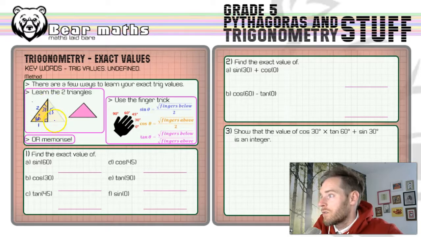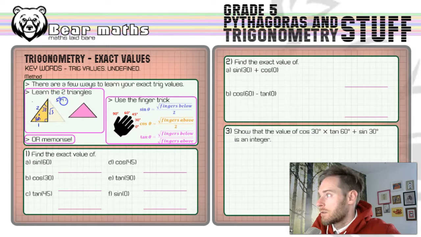And you can use this to get your trig values. I won't show you all of them, but you can use it to get your trig values. I might show you a few. So let's say that we wanted sine of 60. There's our 60-degree angle. It's all about SOHCAHTOA, understanding right-angled triangle trigonometry.